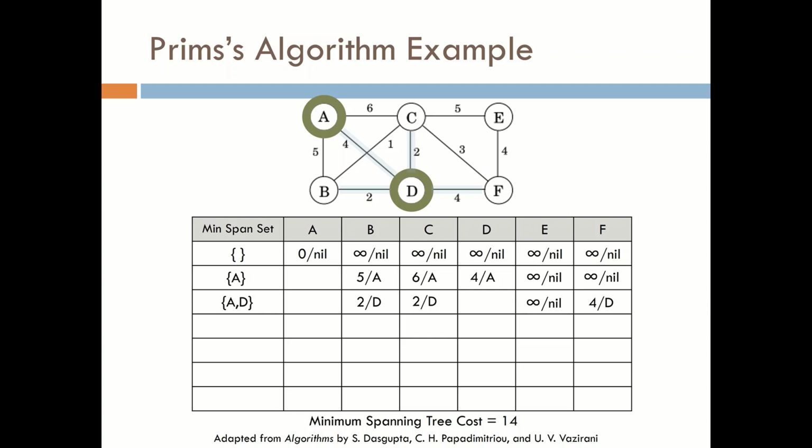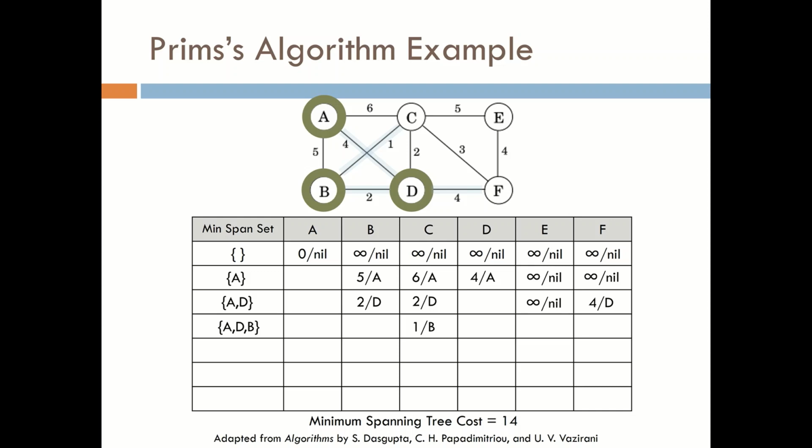Now we've got a tie between B and C. They're both at 2, so we're going to take the one that's earlier in the alphabet, so we will dequeue B, and we will see whether we can improve anything. Right now, C is being connected to the tree by D at a cost of 2. Now that B is part of the group, I can connect to C at a cost of 1. So we'll remove that one and replace it with that edge.